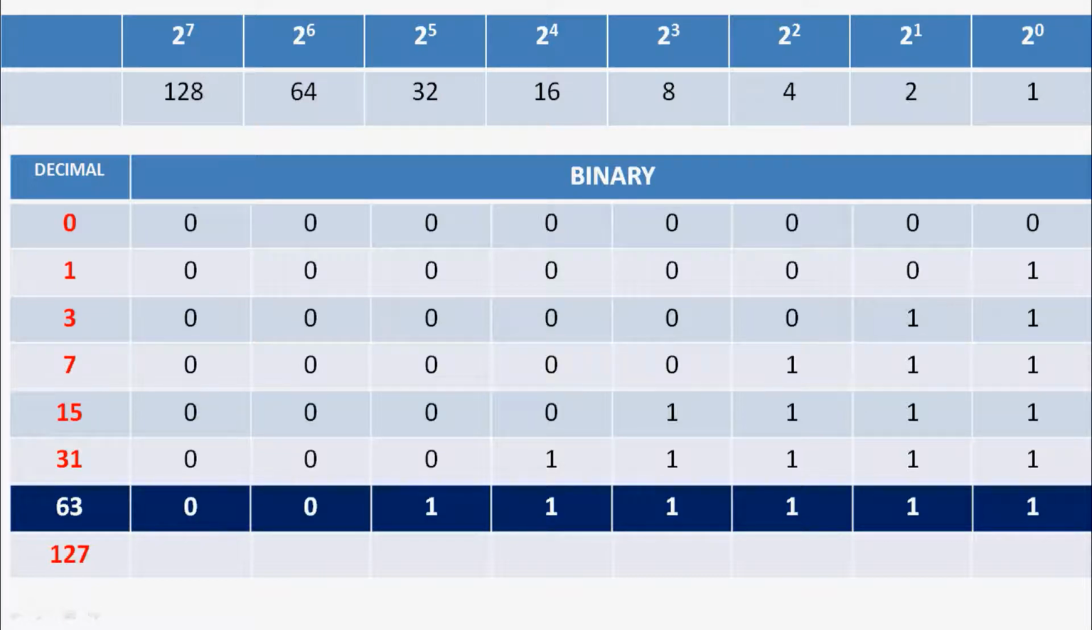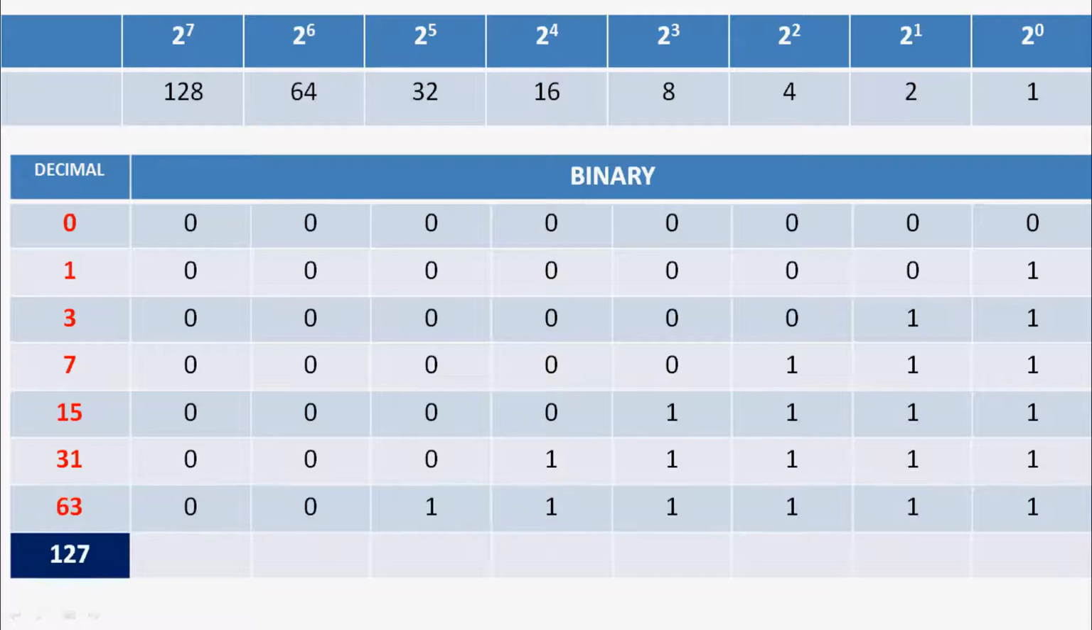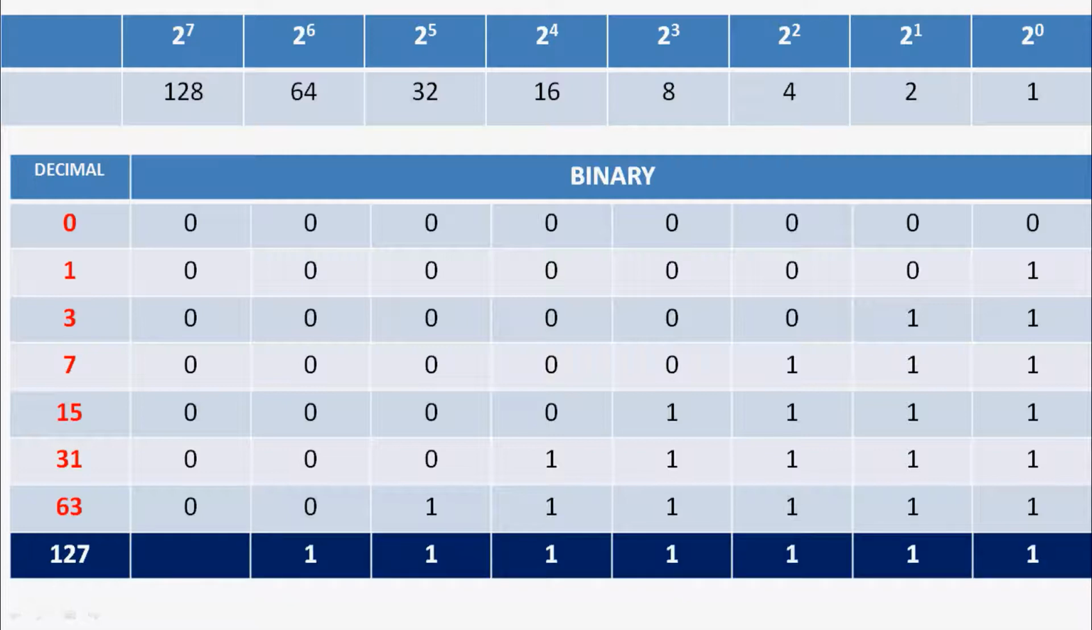And finally we can see 127, which is 1 less than 128. Don't consider 128, consider all other remaining numbers, that is 64, 32, 16, 8, 4, 2, 1. Once you add all these numbers you get 127. Yes, so here we can see all the ones, and the remaining most significant bit we have to put 0.